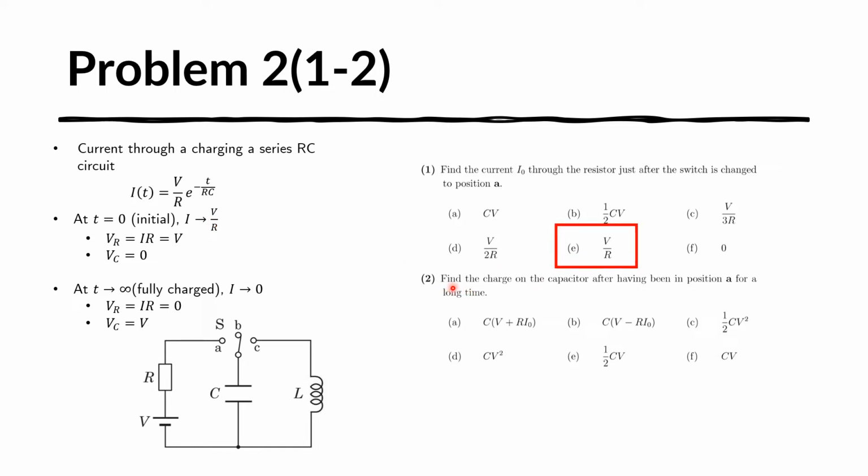For the second problem, find the charge on the capacitor after having been in position A for a long time. This corresponds to the condition when t approaches infinity, and we see that the voltage across the capacitor at that time is V. We know that the charge on the capacitor, Q, is equal to the voltage across it times the capacitance. Since the voltage across it is V, the charge on it is CV.